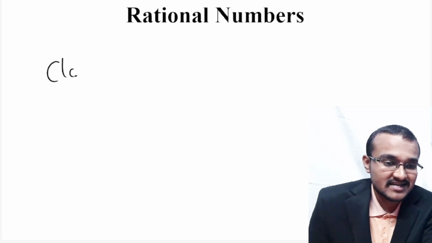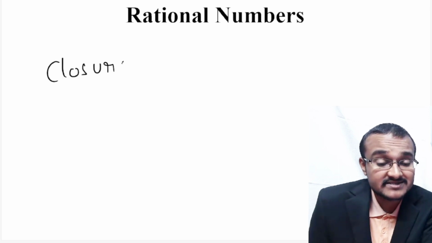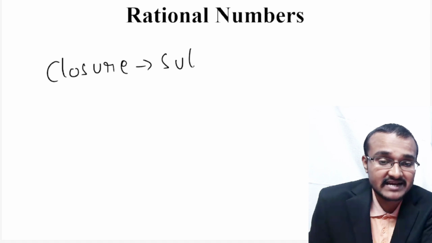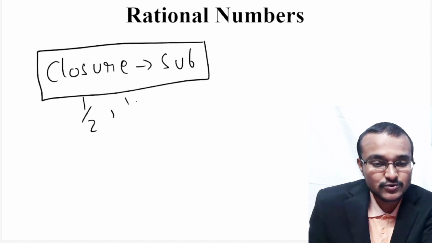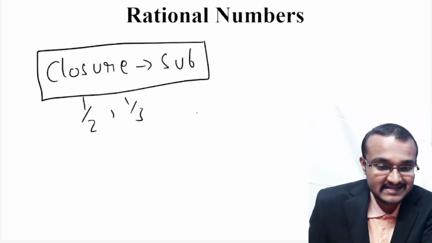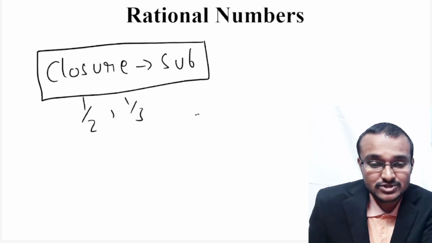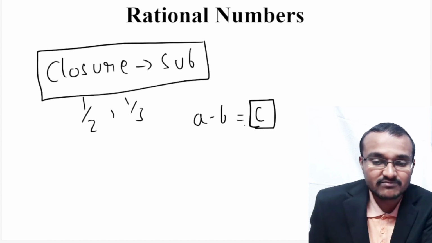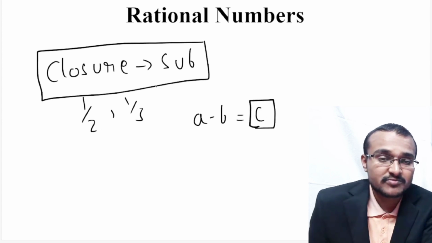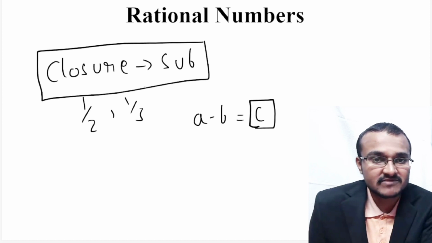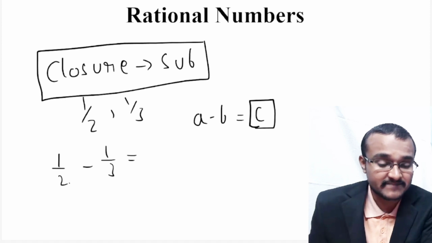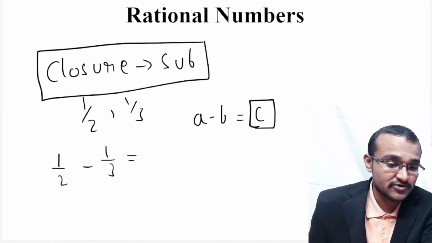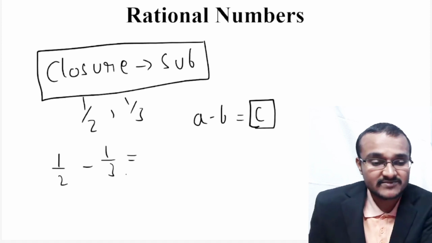Now let us check closure property under subtraction for the same rational numbers. Let us take the same example, 1 by 2 and 1 by 3, and subtract them. When you subtract two rational numbers, the answer should also be a rational number. Then only the closure property under subtraction for rational numbers will be satisfied. So 1 by 2 minus 1 by 3. Again you have to take the LCM of 2 and 3, which will be 6.